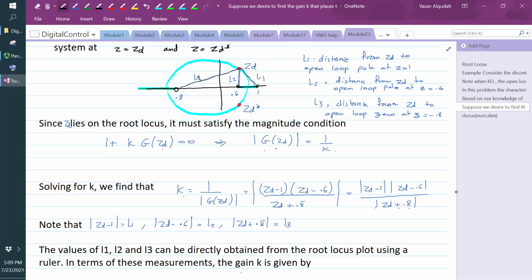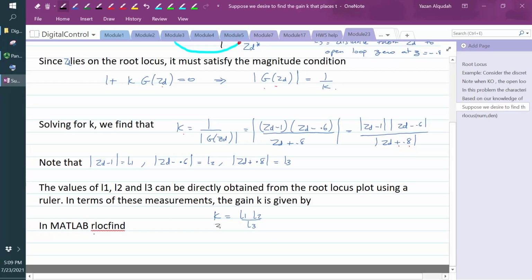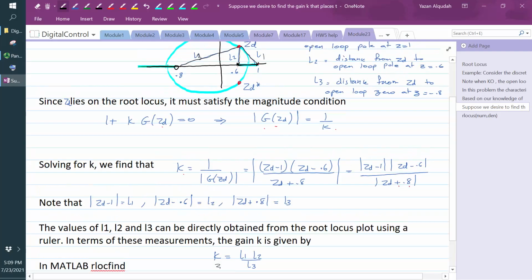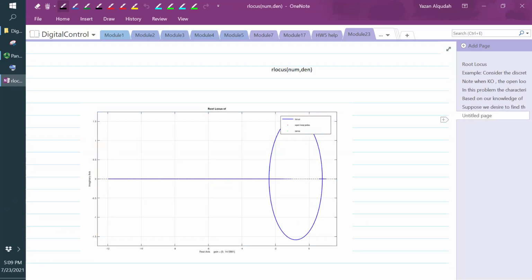Of course, another way of finding this, if I use MATLAB, I can use rlocfind. I can click on the root locus and it will give me the value of the gain for which the system will be operating or would have its poles at that location. Okay, so this is the graph generated by MATLAB using the root locus. Now this is Octave, so it's not as clear as using MATLAB, but nevertheless, you can see these are the two poles here, and this is the 0, and this is the root locus.